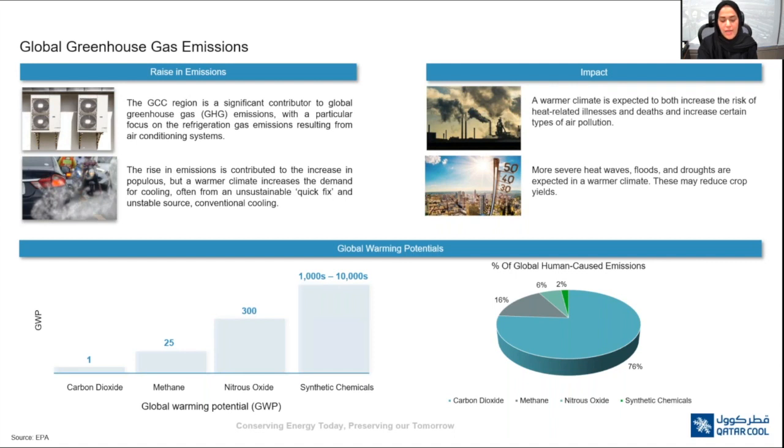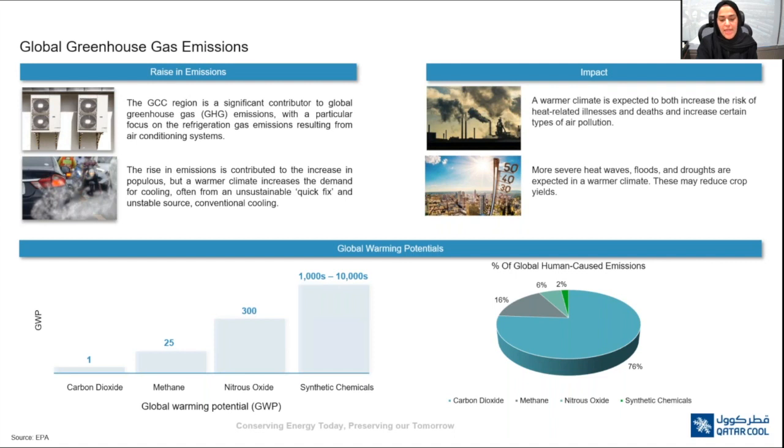A warmer climate increases the demand for cooling, and unfortunately often from unsustainable quick fix, usually conventional cooling. A warmer climate increases the risk of heat-related illnesses and deaths. A warmer climate increases certain types of air pollution and more severe heat waves, floods, and droughts. And this also, unfortunately, leads to reduction in crops.